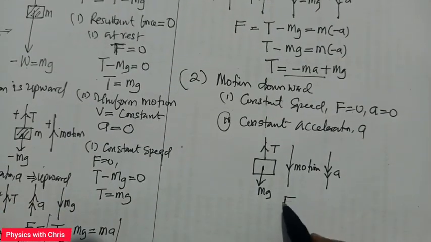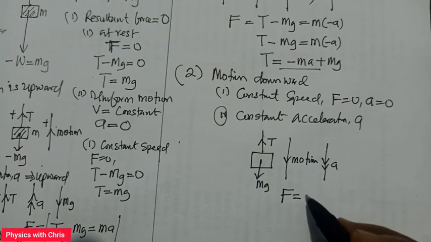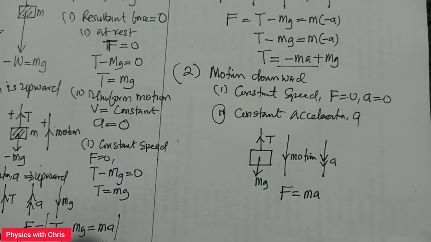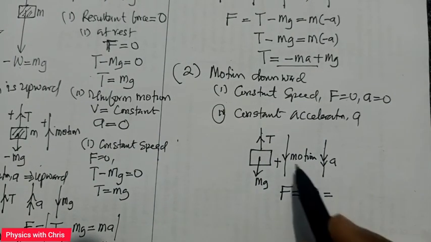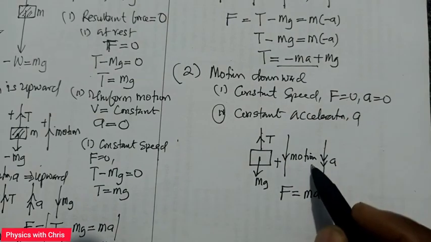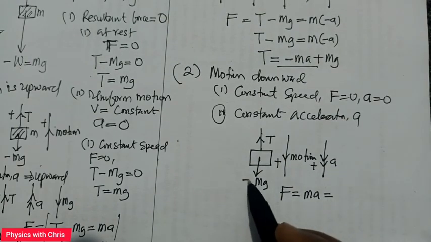The resultant force, again from Newton's second law of motion, is the product of the mass of the body and its acceleration, also giving the downward direction a positive sign. Which means the motion will have a positive sign, that is, the direction of motion is positive, acceleration is positive, and the weight of the body is positive.